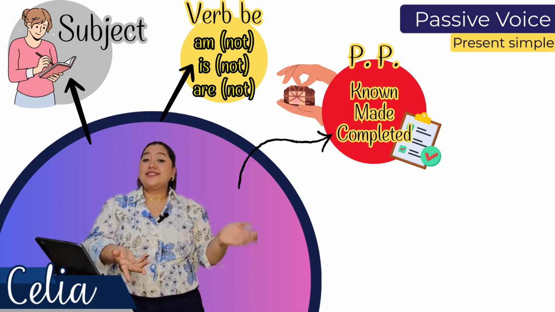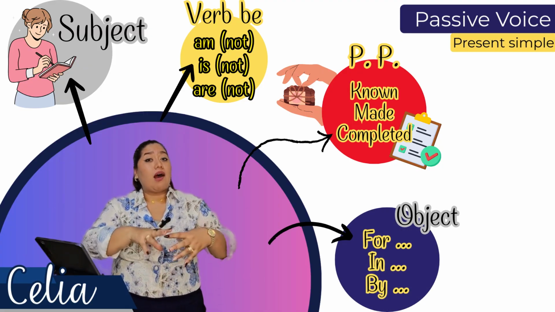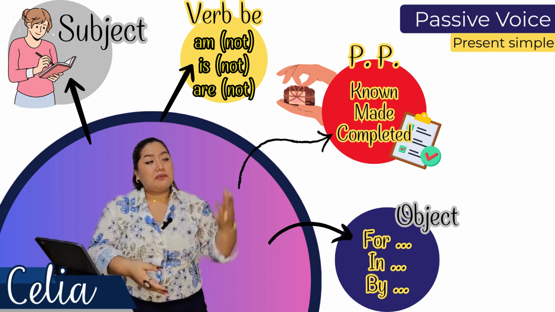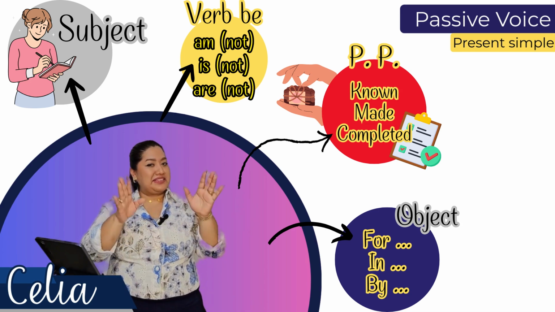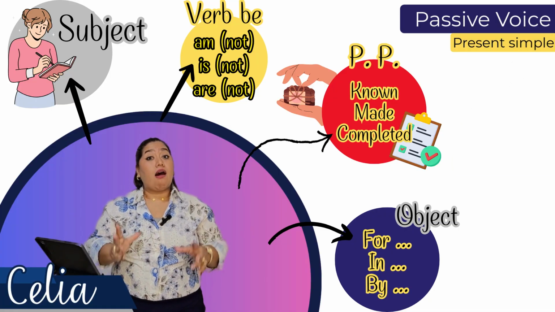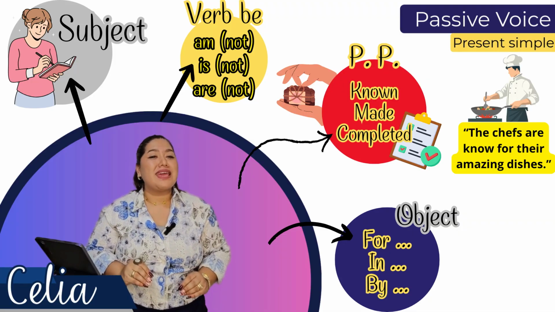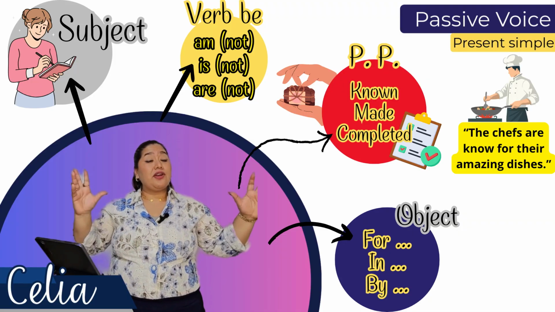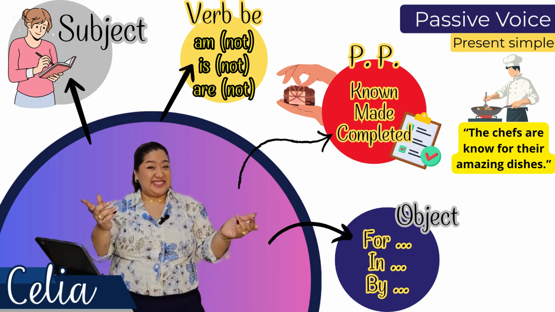And at the end, you need a complement. This is present simple, so you need a complement according to the present simple. We have some options here, like for, in, by, etc. You decide. Let's see one example. The chefs are known for their amazing dishes. The chefs are known by their amazing dishes. Can you see? Easy, right?